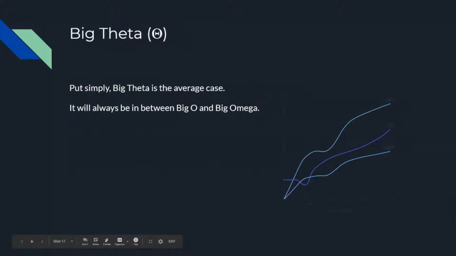Put simply, big theta is the average case, so it will always be between big O and big omega. I'm not going to go too deep into this, but when you take 403, you're going to see these graphs a lot. It's all about finding where these 2 points get closest.